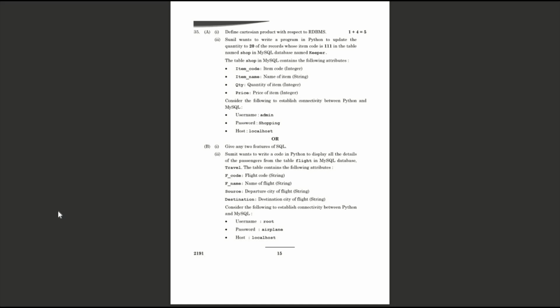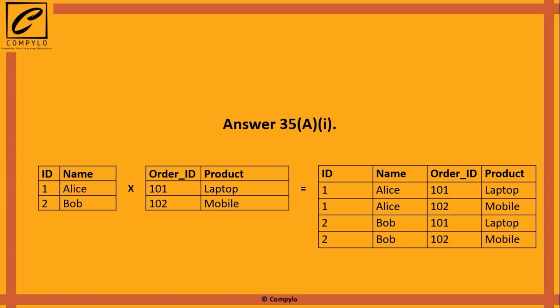The first part of question 35a says, define Cartesian product with respect to RDBMS. See, in relational database management systems, that is RDBMS, the Cartesian product is a type of join operation that returns all possible combinations of rows from two or more tables. It occurs when there is no specific join condition between the tables.